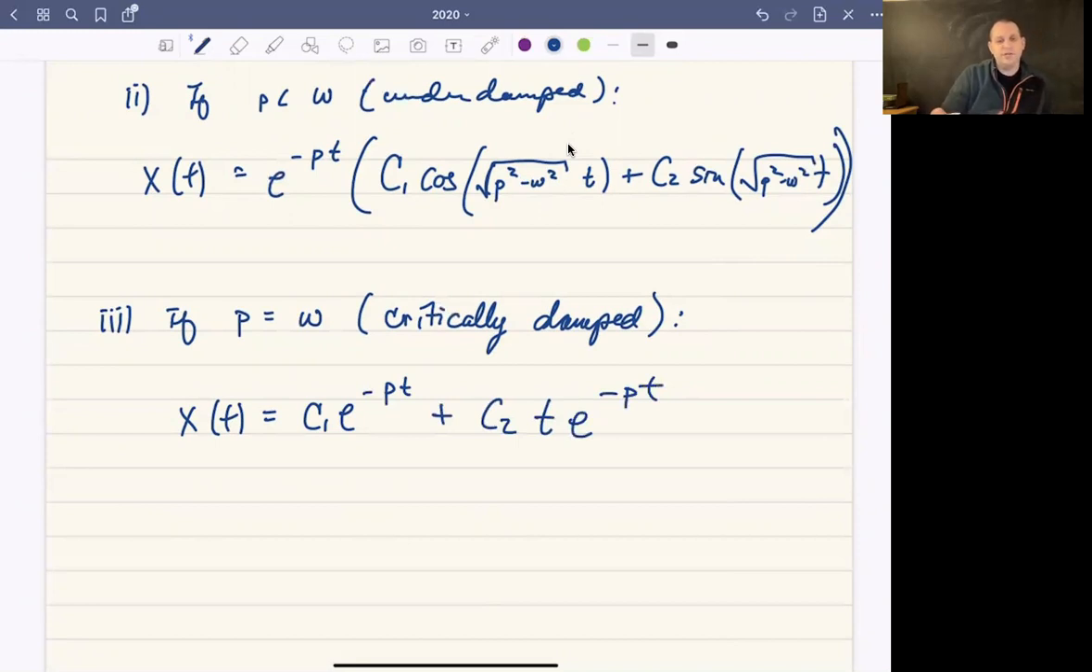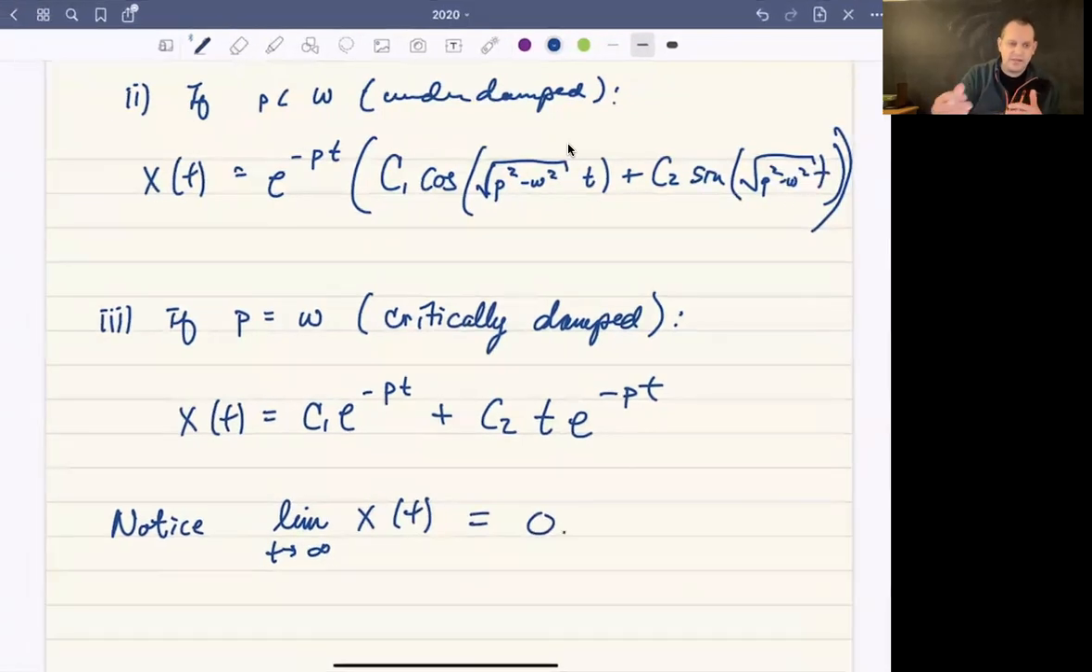And I want you to notice that in all three cases, the overdamped, the underdamped, and the critically damped case, if you were to take the limit as t goes to infinity, you're always going to end up with 0. So in all cases, it's always going to settle back down to that equilibrium position. Okay, and that's kind of the basic structure for the spring and mass systems.